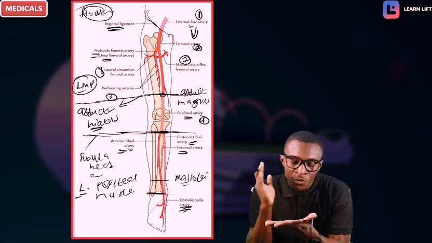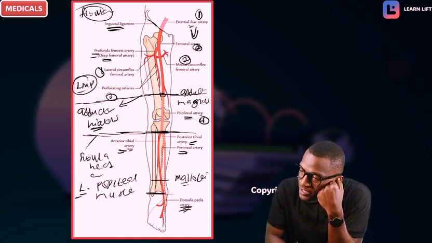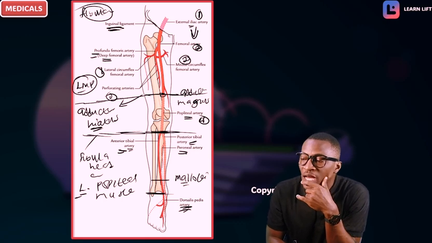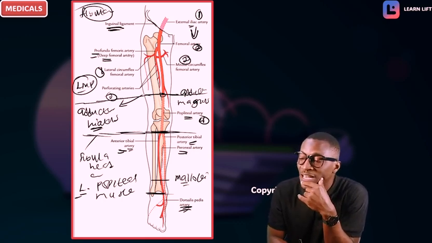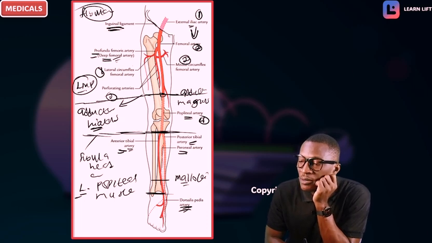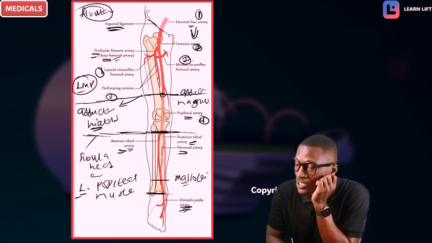Everybody follow me. We said the external iliac artery, immediately it passes through the inguinal ligament, becomes the femoral artery. The femoral artery is going to run down. At the time, it's going to give a deep artery called the profunda femoris artery. The profunda femoris artery is going to release 3 branches, LMP: the lateral circumflex femoral artery, the medial circumflex femoral artery, and the perforating artery.